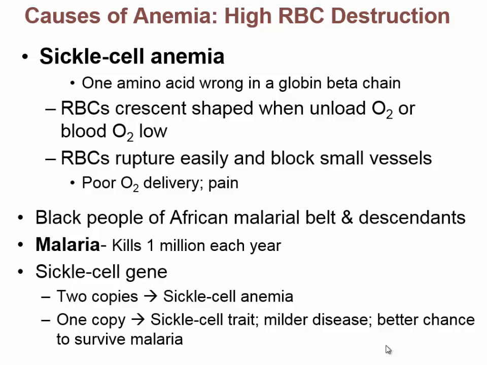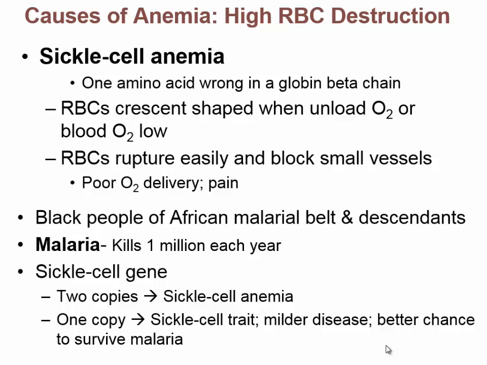where there's lots and lots of malaria, which kills about 1 million people a year, lots of people have sickle cell anemia. If you have 2 copies of this gene, which means both parents had it, and they each gave you the gene that causes sickle cell anemia, you've got sickle cell anemia and that can kill you. That's not a good thing.